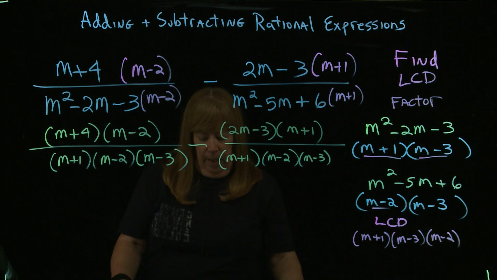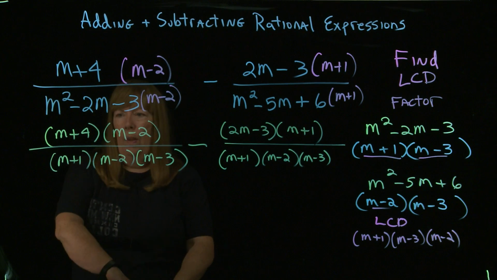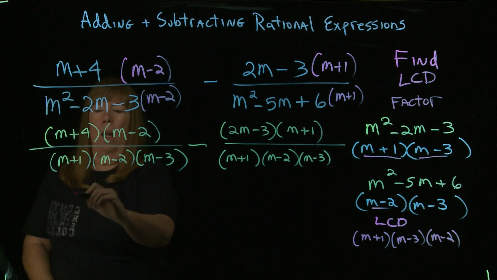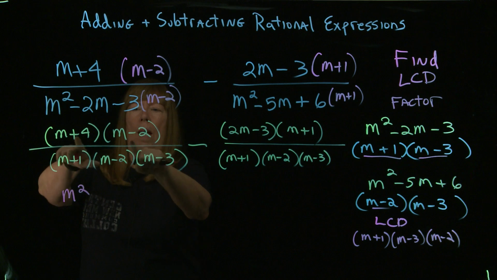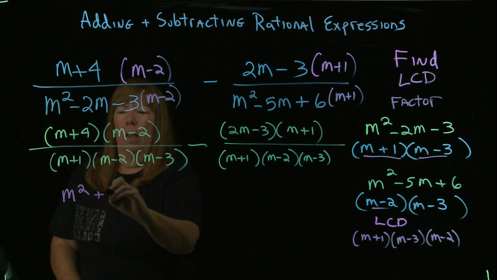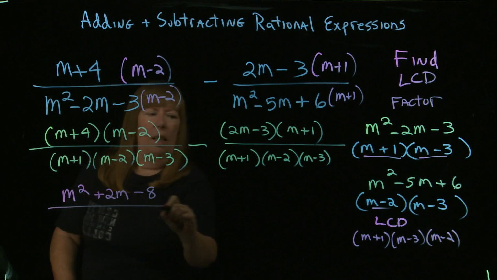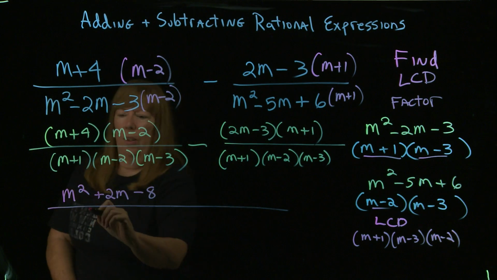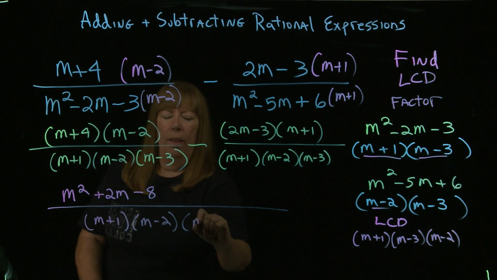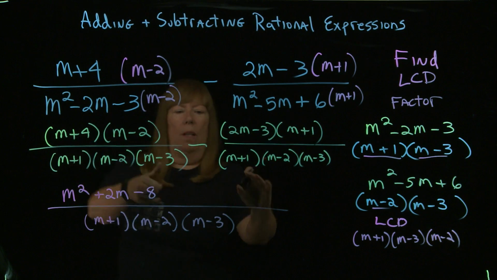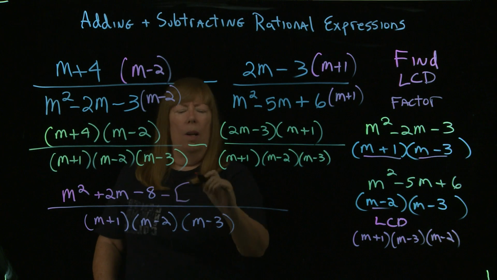Okay. Next step. Let's multiply that out with FOIL. M times m is m squared. M times negative 2 is negative 2m, plus positive 4m is positive 2m, and last, negative 8. Now remember, we've got a common denominator here, so we're really only going to have to write it the one time and put all that top stuff over it. Minus, okay, let's FOIL that as well.